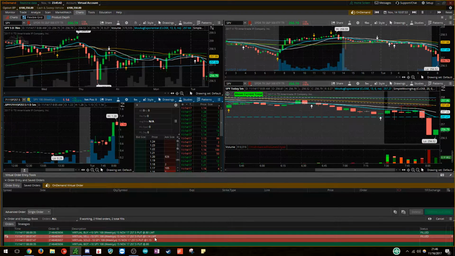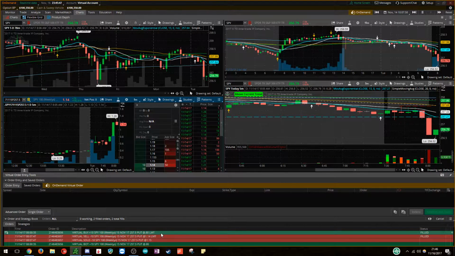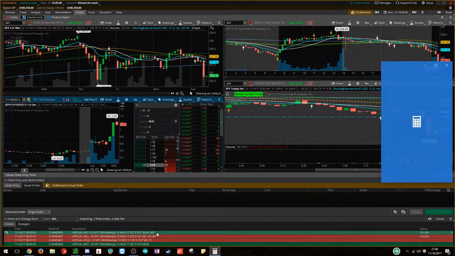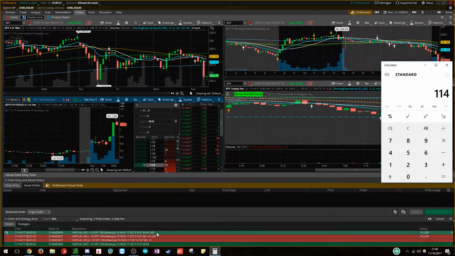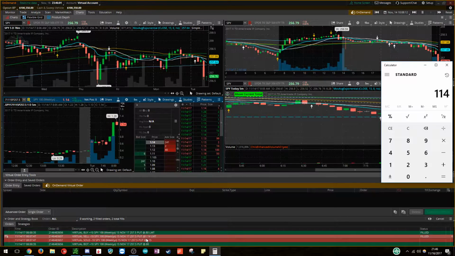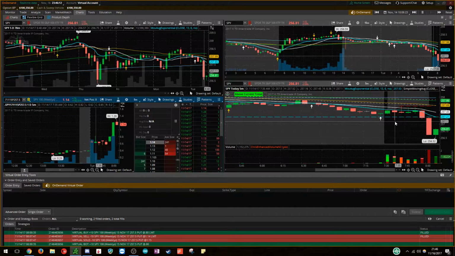So 114 was our exit, and 80 cents was our entry. That's pretty good. Let's grab our calculator real quick. 114 minus 80 divided by 80 times 100 is 42%. Yeah, that's really nice. Now let's see here. 114 minus 80 is $34. We had 10 contracts. That's $340 on 80 times 10, on 800. That's really good. So that's what you're looking for when you're scalping the SPY.